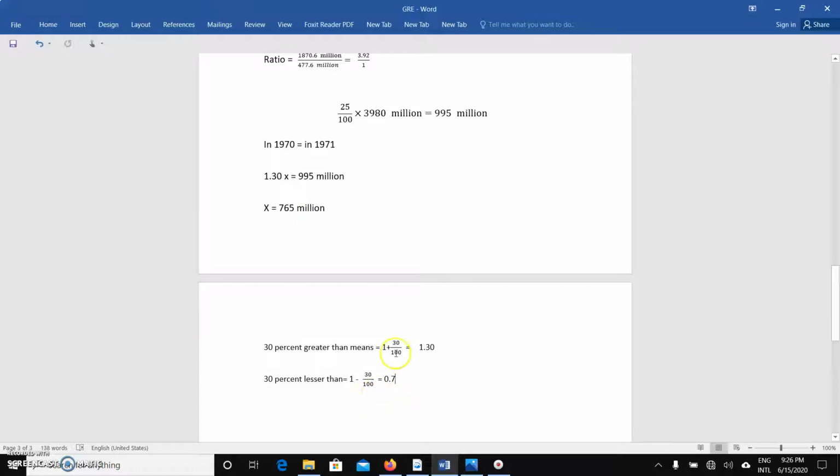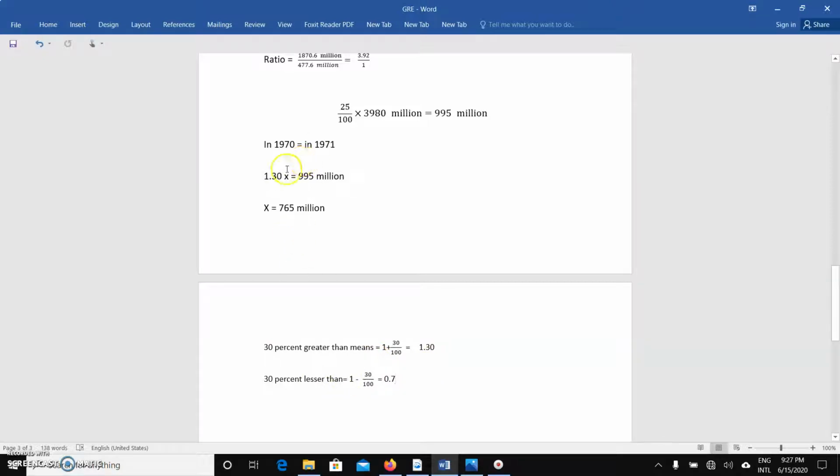This is why we have 1.30: when they talk about 30% greater than, since it's greater, you add 1 plus 30 over 100, which gives 1.30. If it's 30% lesser, it means 1 minus 30 over 100, which gives 0.7. So the same logic works for 50% as well.